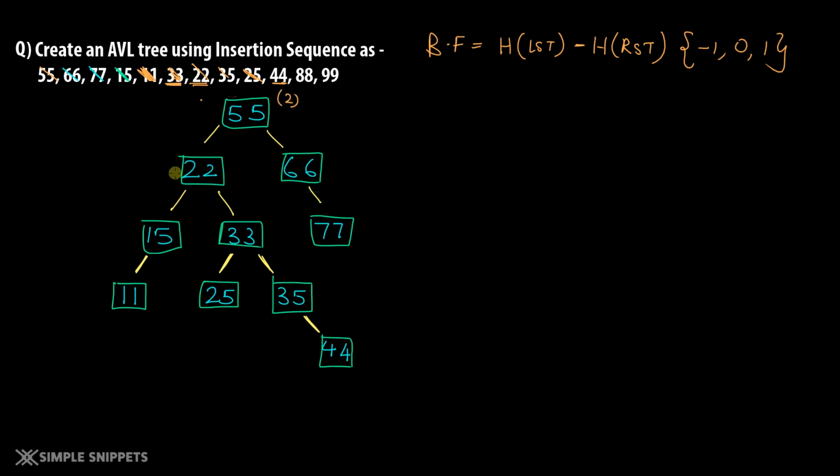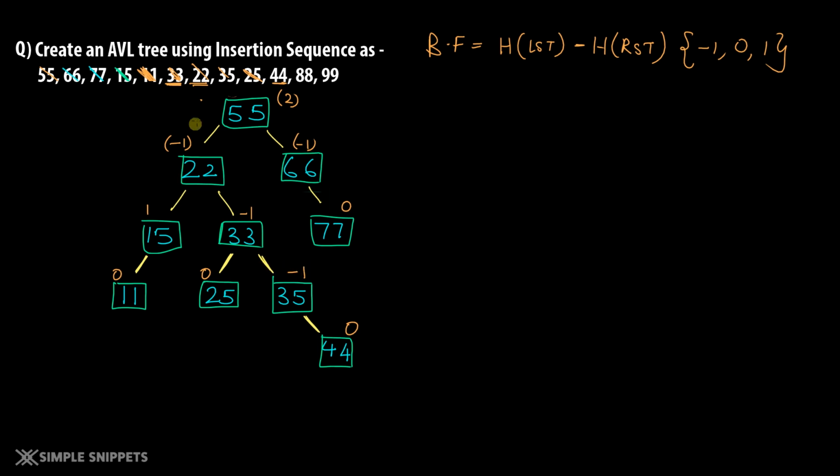What about 22? For 22, the height of the left subtree is 1 minus the height of the right subtree, which is the longest path between 33 and 44, which is 1 and 2 edges. So 1 minus 2 is minus 1. So that is okay. For 66 it is going to be minus 1. For 77 it is 0. For 44 it is 0. For 11 it is 0. For 15 it is 1. For 33 it is minus 1. For 25 it is 0. For 35 it's going to be minus 1.